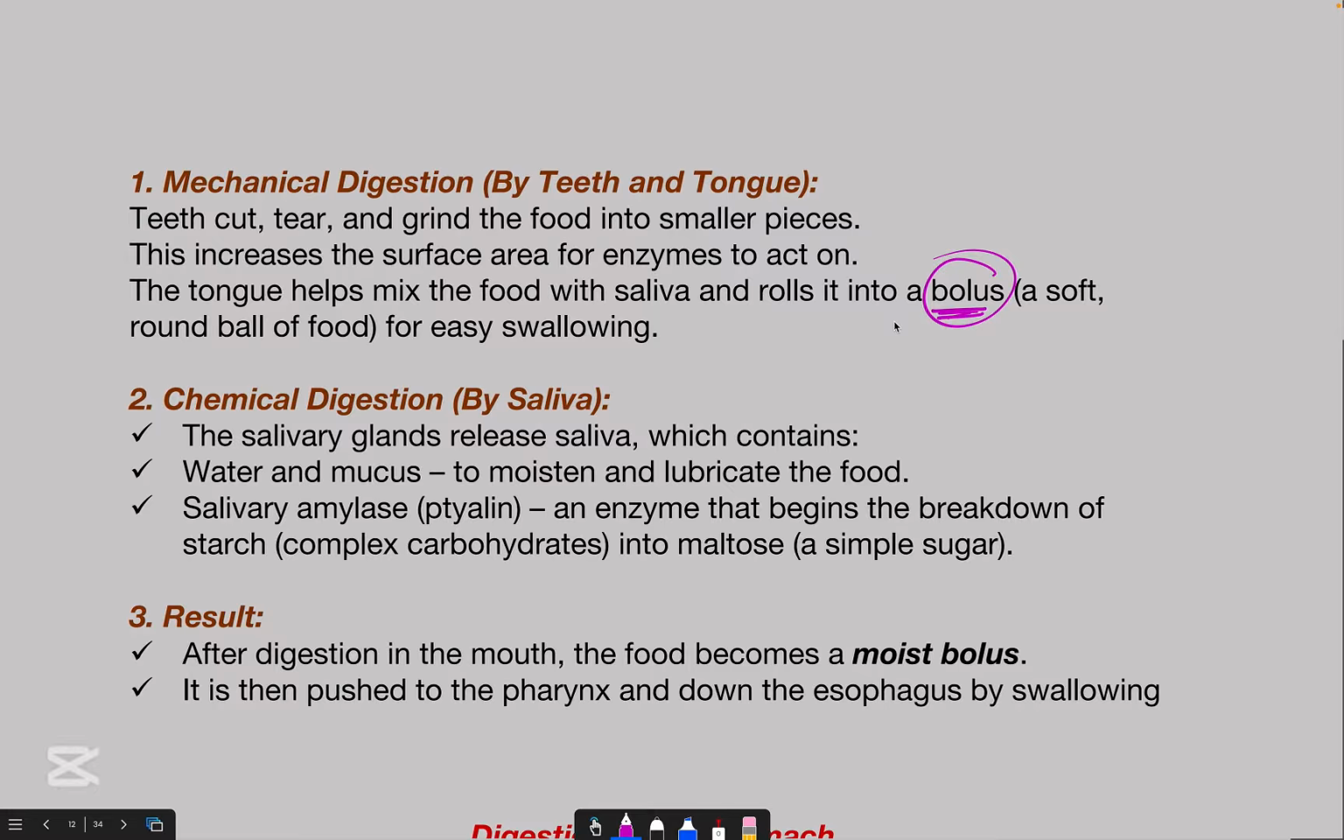Now we have chemical digestion. Like I told you, any digestion is of 2 types, mechanical and chemical. For chemical digestion, the salivary gland releases saliva, which contains water and mucus to moisten and lubricate the food.